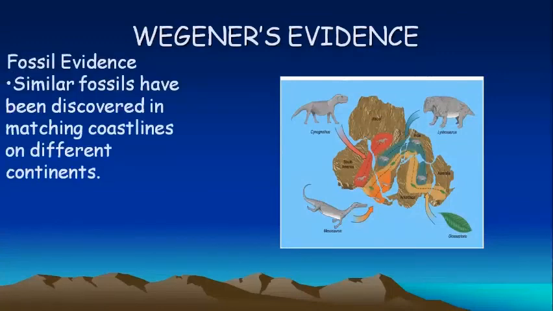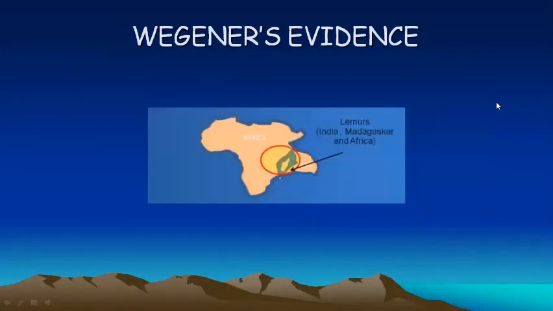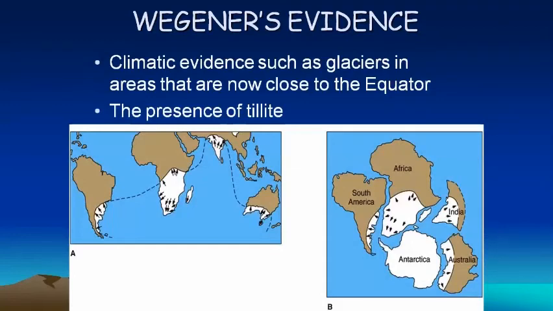Again, Wegener's evidence of fossils is also proof enough that plate tectonics has occurred, because these flora and fauna are found in all the southern continents. That means that these were all once at a particular place, but now they have all moved apart. Wegener's evidence of lemurs and Wegener's climatic evidences, I am not going deep into these, because I have already told you about these in the continental drift theory.